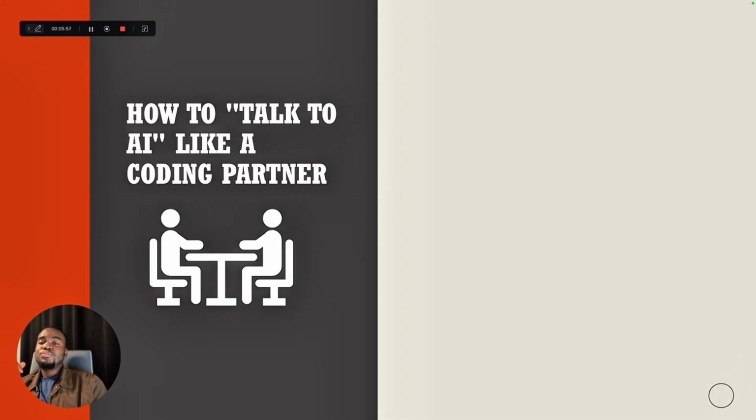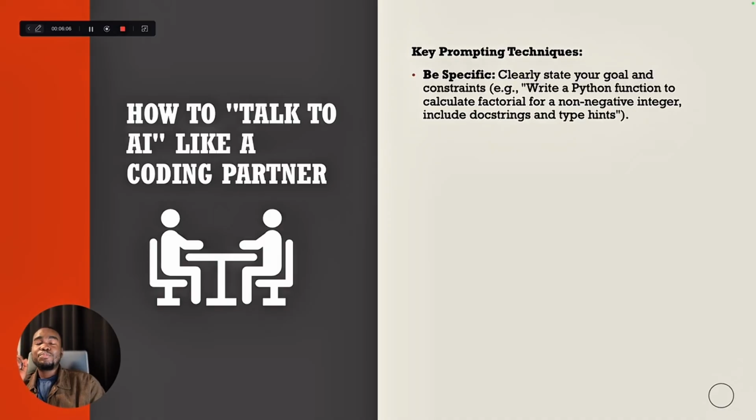So how do you talk to artificial intelligence? Some people call it prompting, and it's a generally accepted term. So we'll look at key prompting techniques. Number one, you have to be specific. Clearly state your goals and your constraints. For example, write a Python function to calculate factorial for a non-negative integer.